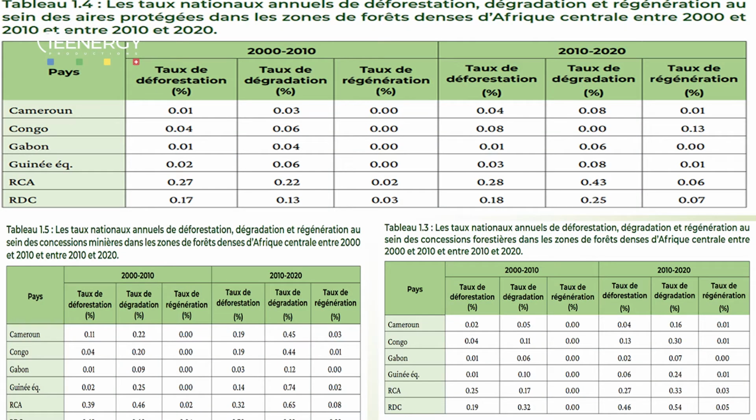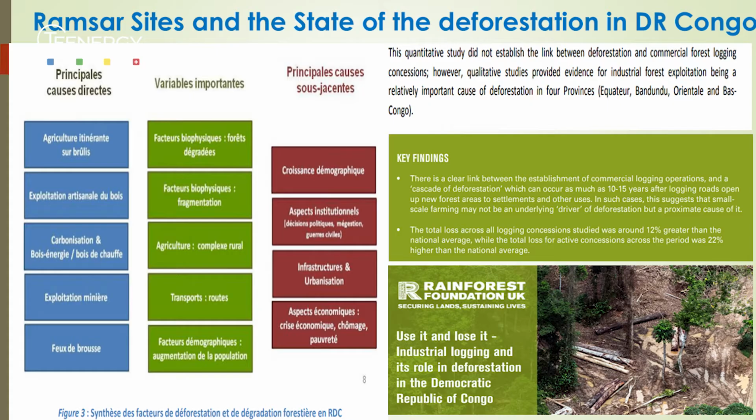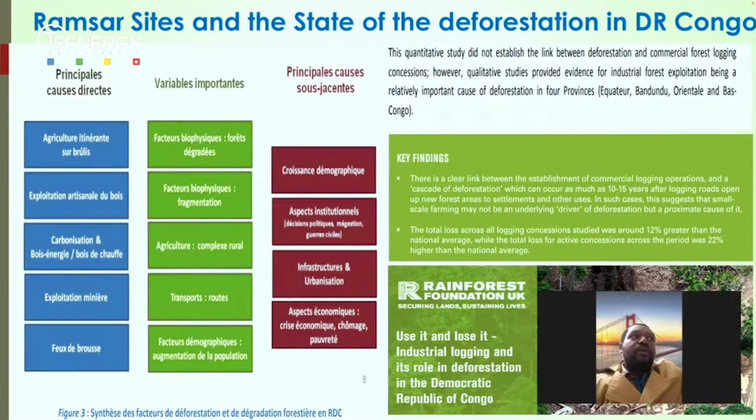When you go to the Congo Basin region and compare the 6 countries of the Congo Basin, we can see that the Democratic Republic of Congo has the highest rate of deforestation. In this slide, you can see the drivers of deforestation. Those drivers are slash and burn agriculture, artisanal logging, carbonization, mining, and fire. The deforestation in protected areas, including the Ramsar sites, is very low. But there is a rise of deforestation even in the protected areas and in other contexts, such as mining concessions and forest concessions.